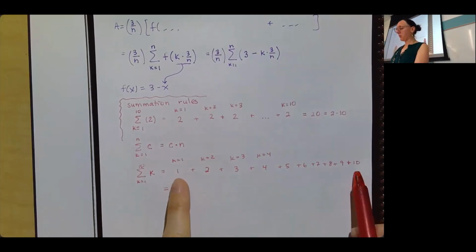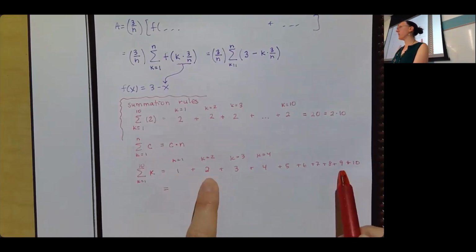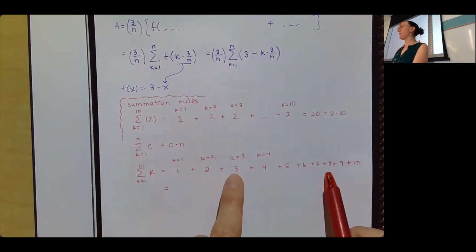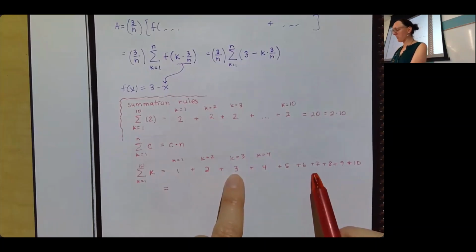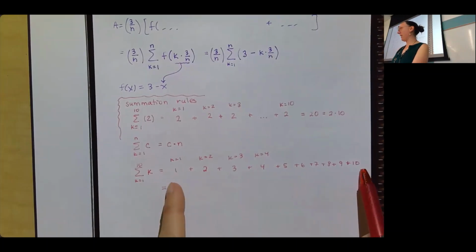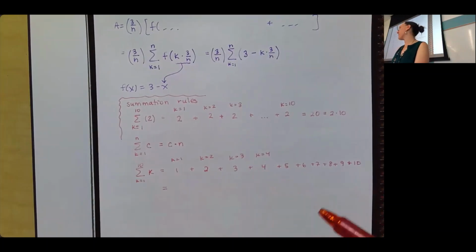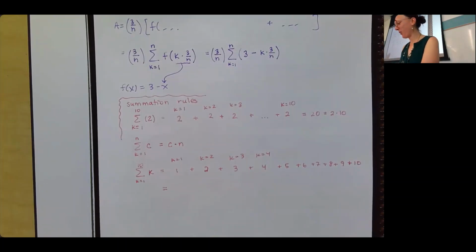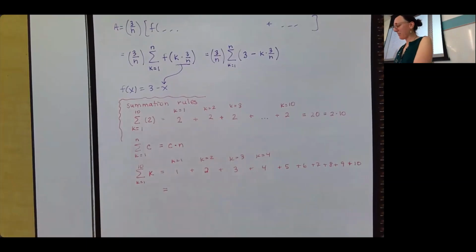So what's 1 plus 10? It's not a trick question. Okay, how about 9 plus 2? And 8 plus 3? And 7 plus 4? And 6 plus 5. So if I pair these from the outside in, each pair adds up to the same thing.